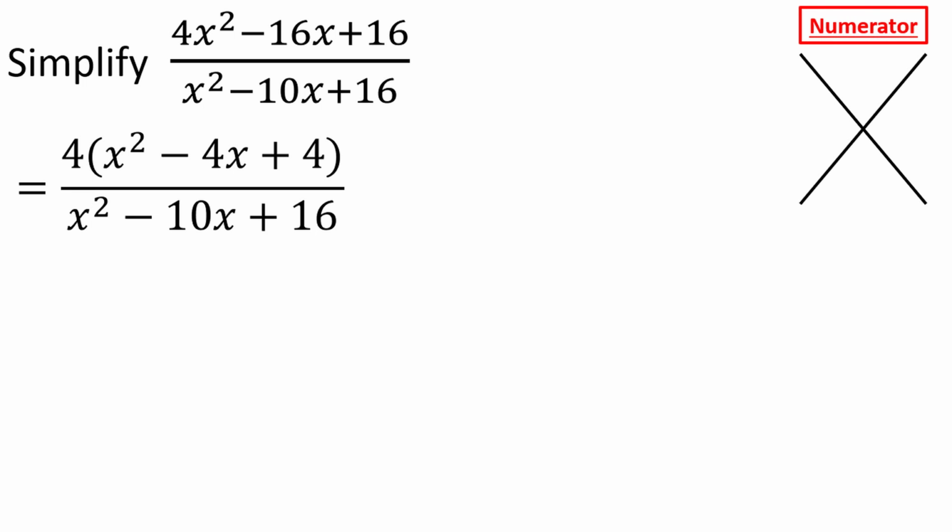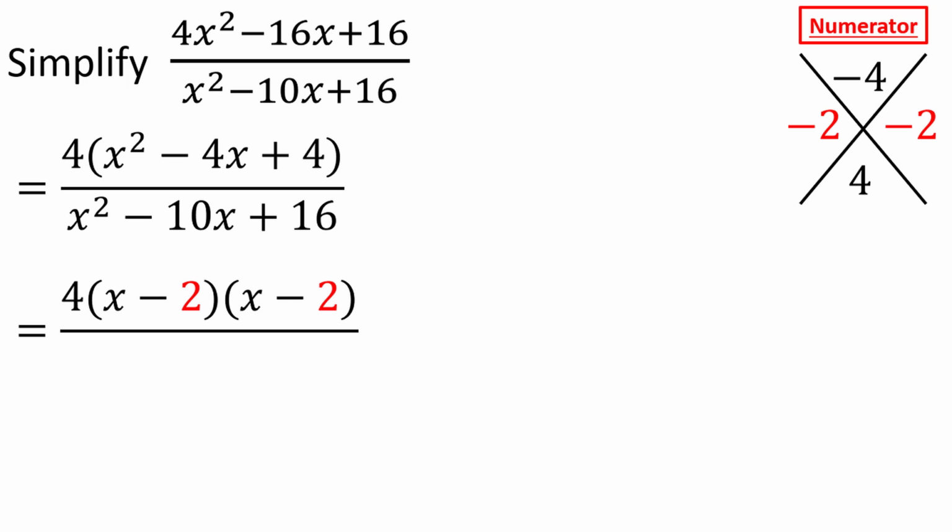For the numerator parentheses, we need two numbers that add to negative 4 and multiply to positive 4. I'll give you a moment to think about what those two numbers could be. The two numbers are negative 2 and negative 2. We can start to build our new expression, which will be 4 times x minus 2 times x minus 2 in the numerator, based on the chart that we just created.